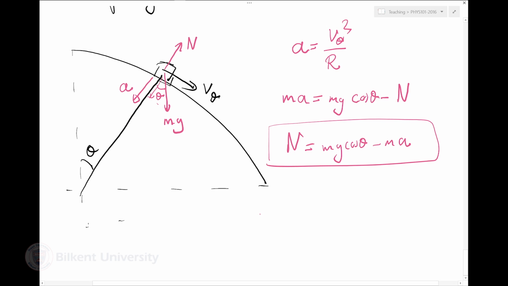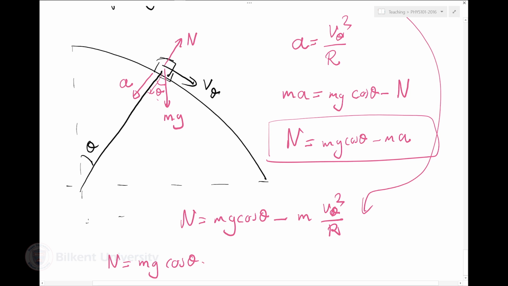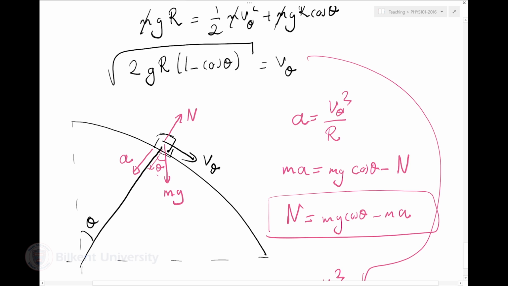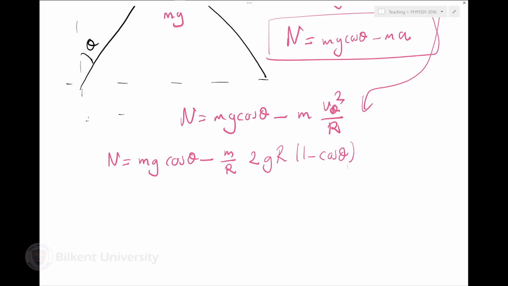Now, N is mg cosine theta minus m v theta squared over r. And v theta squared, I'll just plug in the value here. N is mg cosine theta minus m over r times 2 g r times 1 minus cosine theta. And at the critical point, this normal force is going to be 0.